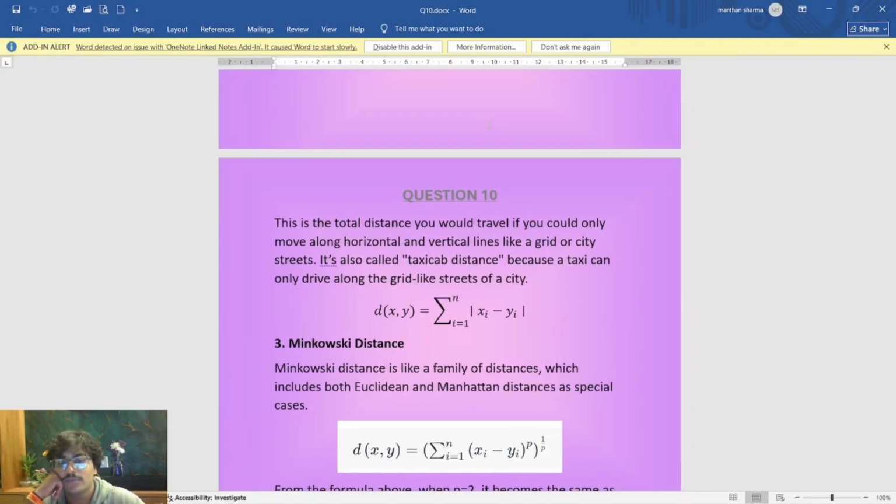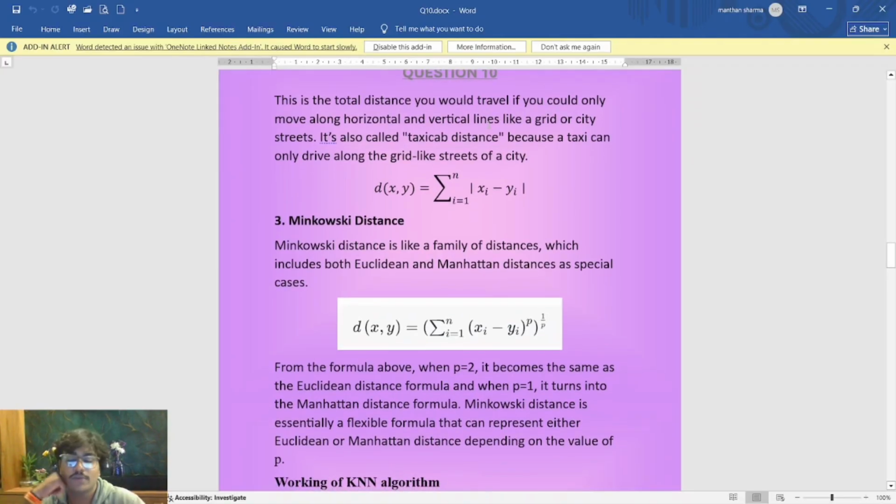The Manhattan formula is given by the summation of the modulus of xi minus yi. And the Minkowski distance is a generalized form of distance that includes both Euclidean and Manhattan, depending on the parameter p. The formula is the summation of |xi minus yi| to the power p, and the whole to the power 1 by p. So these metrics help the algorithm identify which data points are closest to the target point.